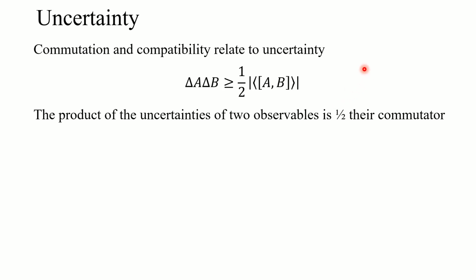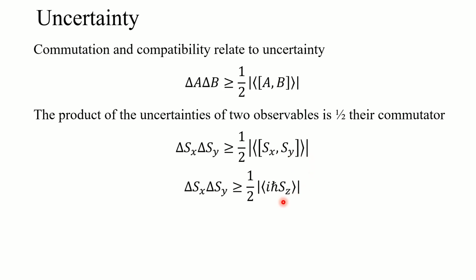In terms of the spin 1/2 operators we've seen, an example is this: the uncertainty of a measurement of spin in the x direction times the uncertainty of the measurement of spin in the y direction is 1/2 the expectation value of their commutator. We saw in the last lecture that their commutator is iħSz. So we have this uncertainty relation.